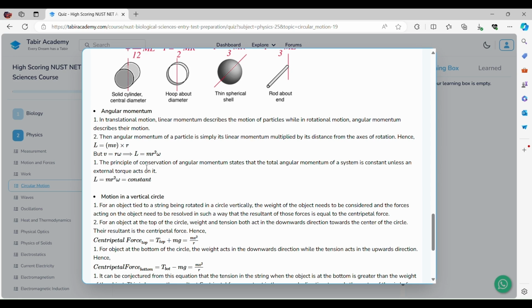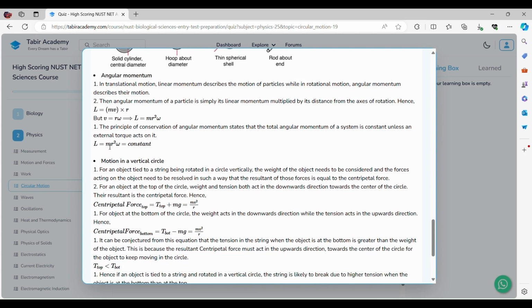The principle of conservation of angular momentum states that the total angular momentum of a system is constant unless an external torque acts on it. L is equal to mr squared multiplied by your angular velocity, and this is constant.